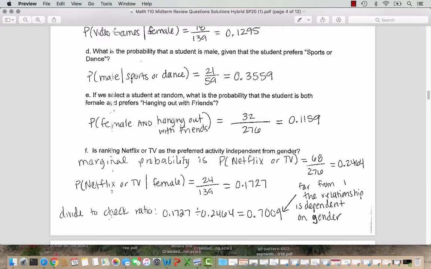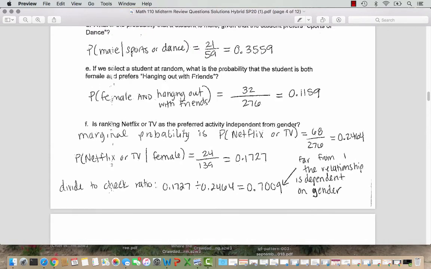So what that's saying is it looks like females are less likely to choose Netflix or TV as their preferred activity. If you had done the conditional probability for males, you'd get a higher value, and when you divide, you'd still get something different from 1.